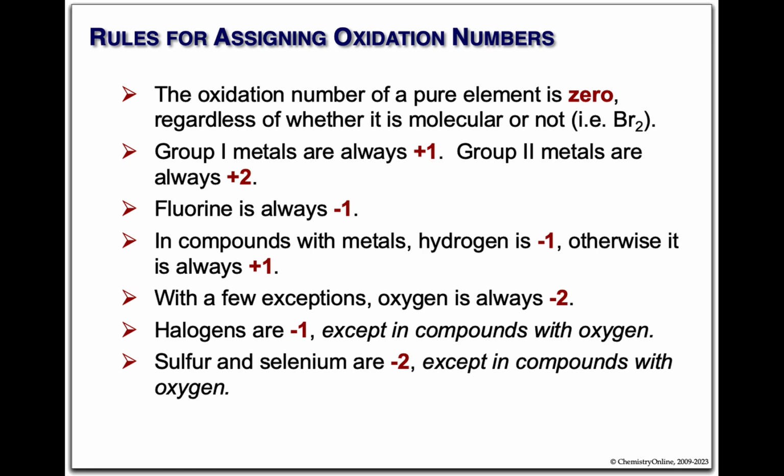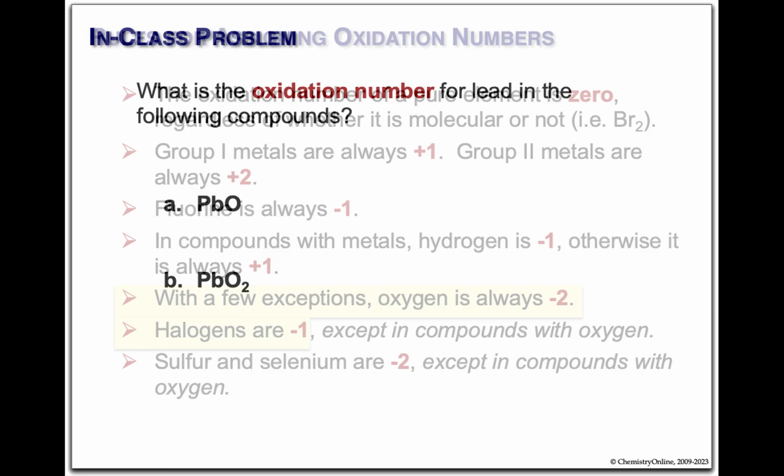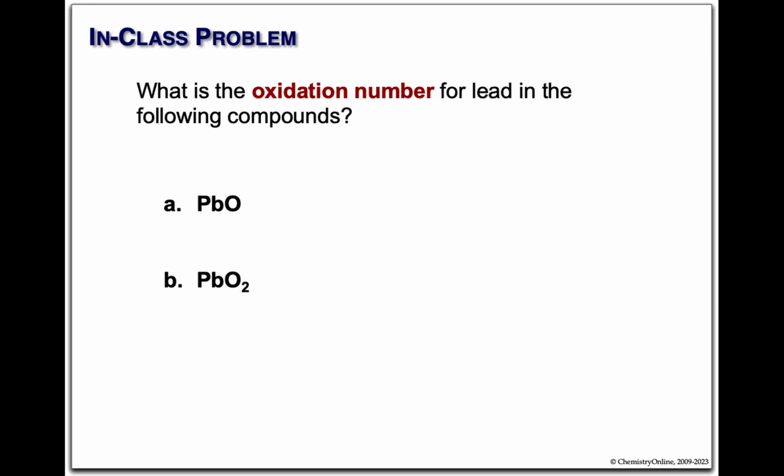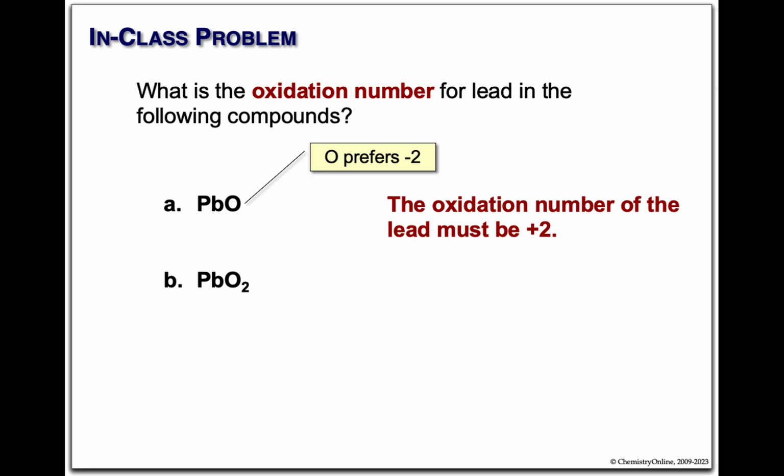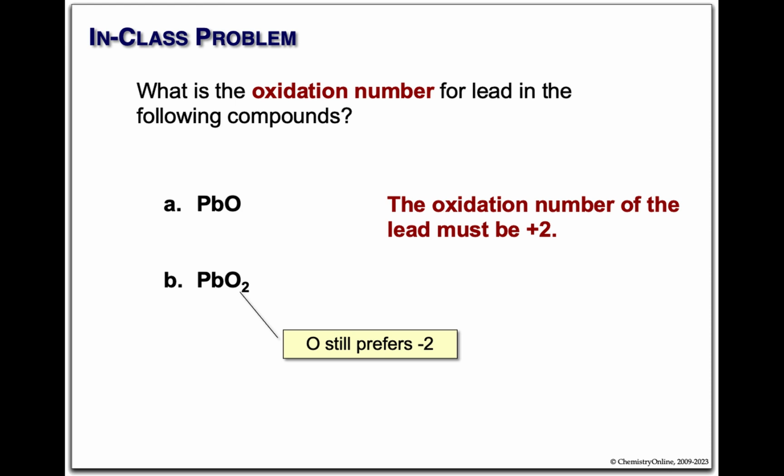For right now, however, out of this whole list, you need to know this. With a few exceptions, oxygen will be -2. Halogens will be -1. That's their oxidation numbers, -2 and -1. So, PbO, our oxygen is going to be -2, isn't it? To make this neutral, the lead must be +2. The oxidation number is therefore +2, same as the charge. Oxygen is still going to be -2 here. We have 2 of them, that's 4 negatives. This lead, therefore, must be +4.